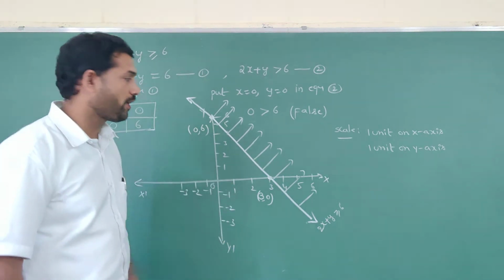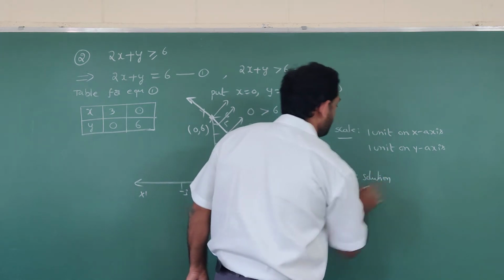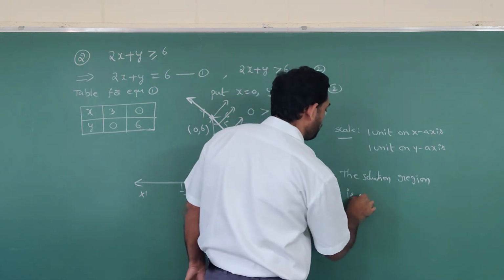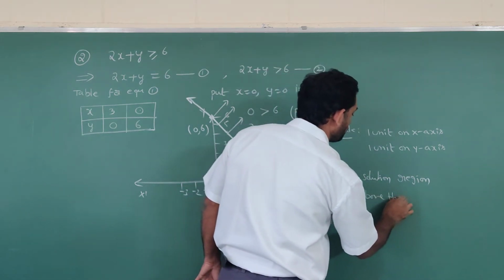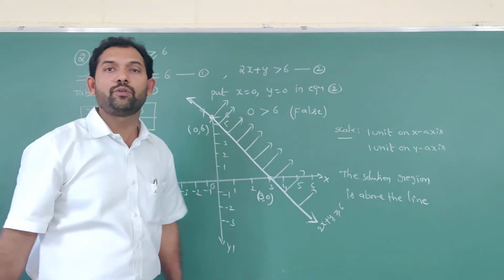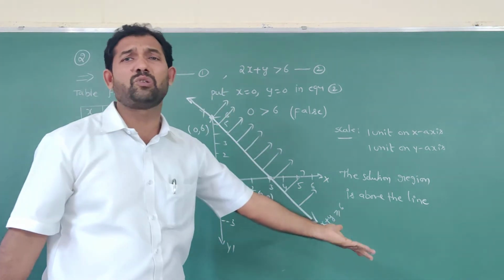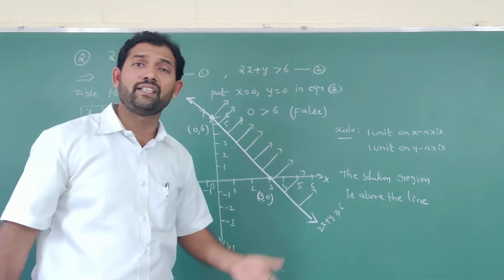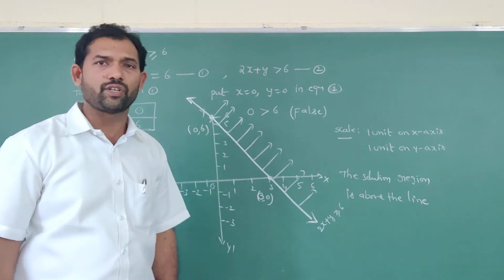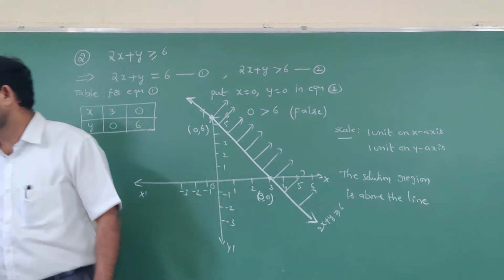Now the last point, what you have to write: the solution region. The solution region is above the line. You have to write this. You can use different words. The shaded region is the solution side. The solution region is above the line. Whatever points you write is your choice. Understand, students? Same for the remaining problems.